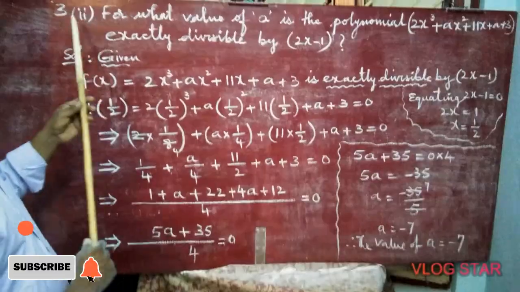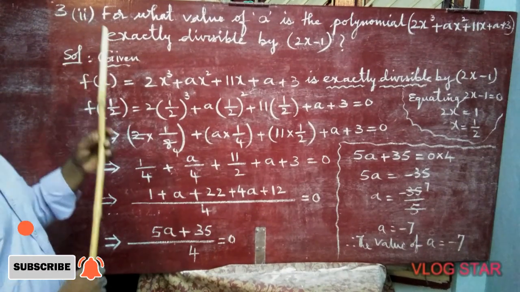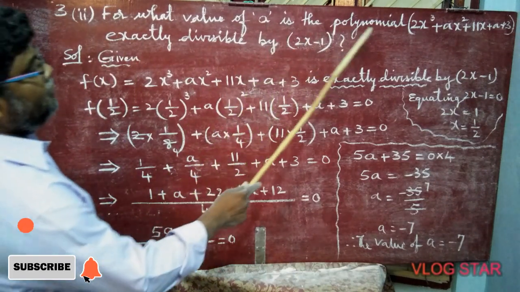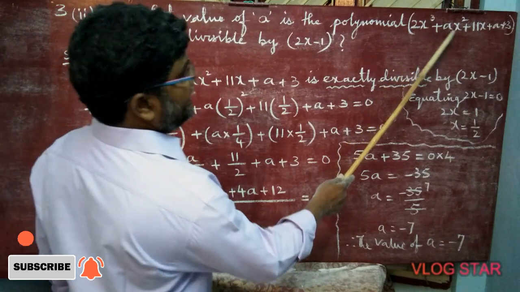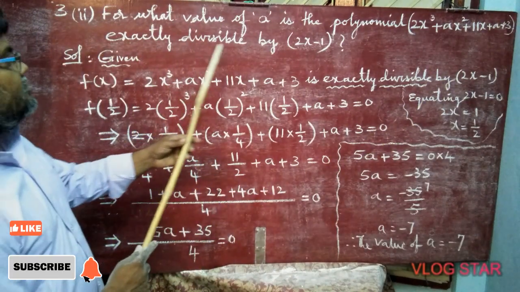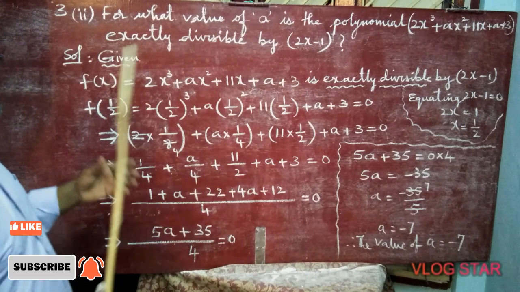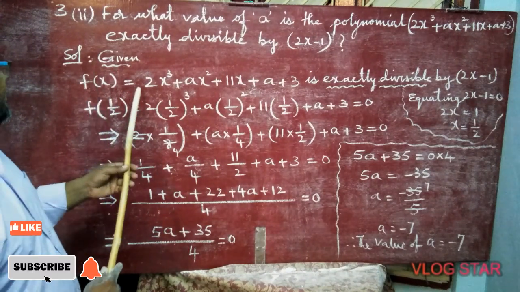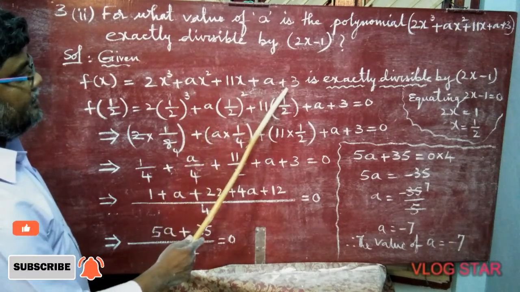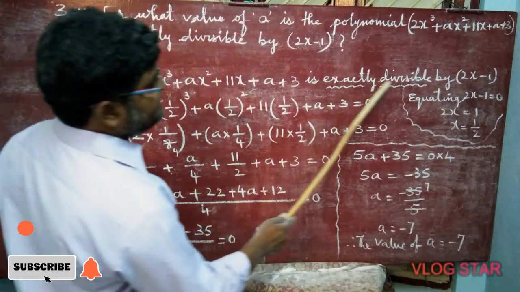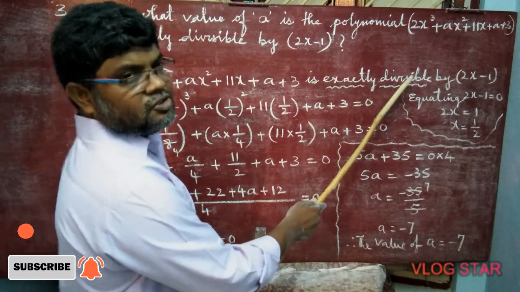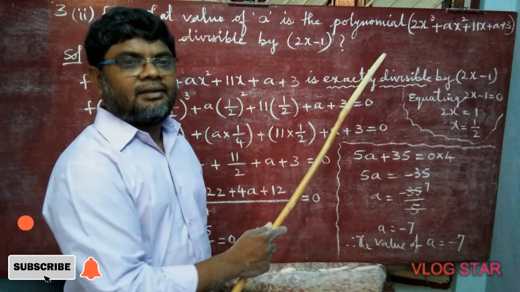Hence proved. Third problem, second bit. First bit you do. Second bit: for what value of a is the polynomial 2x cube plus ax square plus 11x plus a plus 3 exactly divisible by 2x minus 1. Solution: given f of x, 2x cube plus ax square plus 11x plus a plus 3 is exactly divisible by 2x minus 1. Underline this word, exactly divisible. I'll tell you the meaning of that. Why we have to underline.